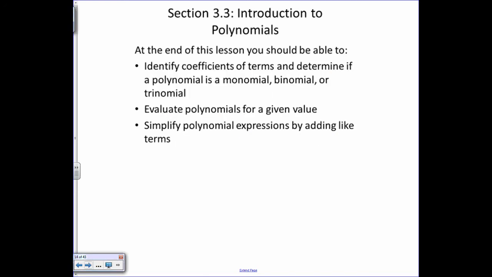So at the end of this lesson, you should be able to identify the coefficients of terms and determine if a polynomial is a monomial, binomial, or trinomial. You should be able to evaluate polynomials for a given value and simplify expressions by adding like terms.